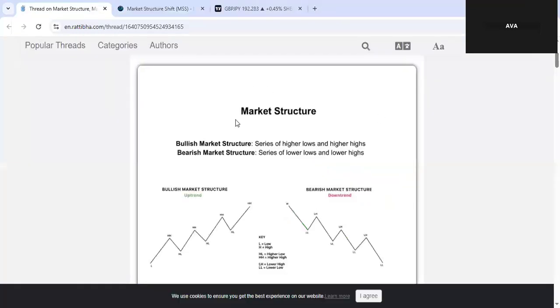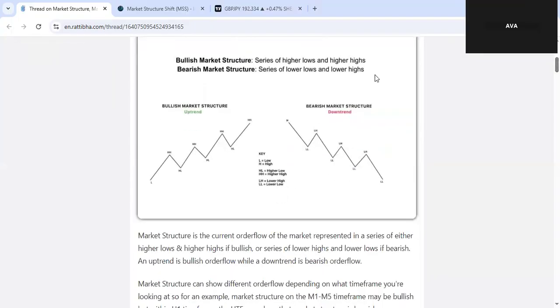So let's take a look. You see bullish market structure, a series of higher high and higher low. You always guard your higher low. In a downtrend, bearish, that is lower low, lower high, lower low, lower high. You always guard your lower high. In an uptrend, higher high, higher low, higher high, higher low, higher high. You always guard your higher low in uptrend.